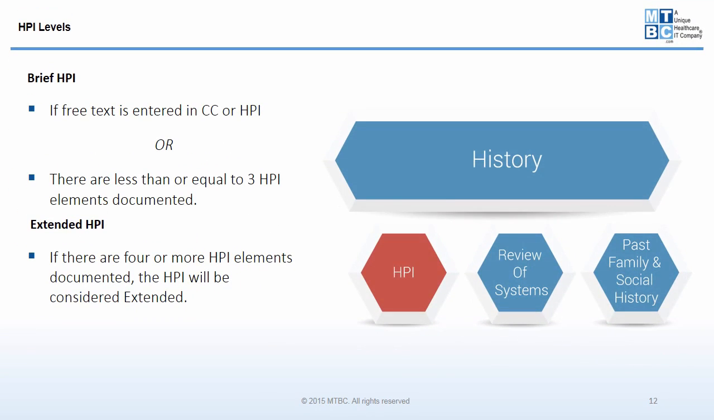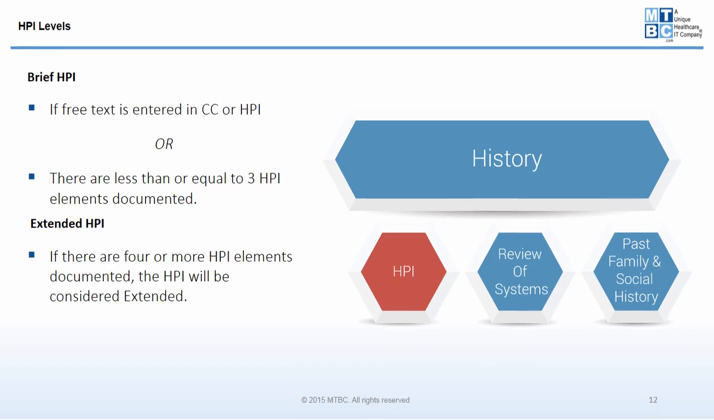Now, what is brief HPI? If free text is entered in HPI or there are less than or equal to 3 HPI elements documented, that would be a brief HPI in terms of evaluation and management. Extended HPI, if there are 4 or more HPI elements documented.